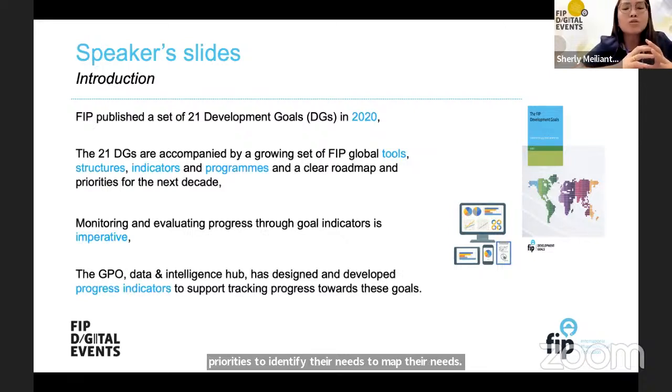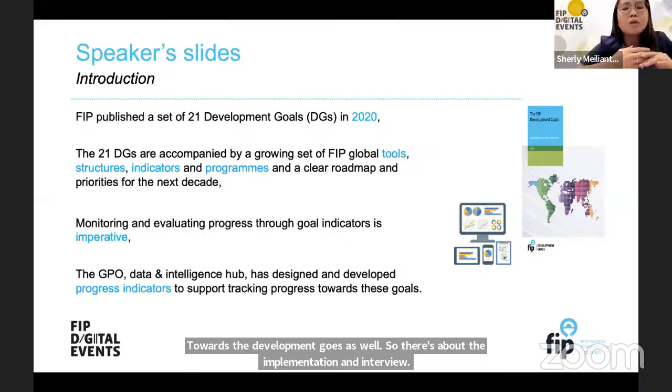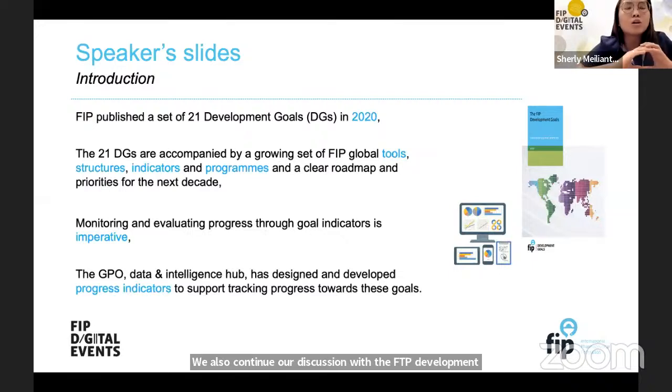And in Seville, we also continued our discussion on the FIP development goals mapping and implementation effort across our different member organizations. And we will continue to do so with our members to share practice, experience, and approaches. Now, since the development goals have been used in needs assessment across countries and implemented regarding their priorities, it is time for us to monitor and evaluate the progress towards the goals. And we will do this through the goal indicators, which we will discuss today.